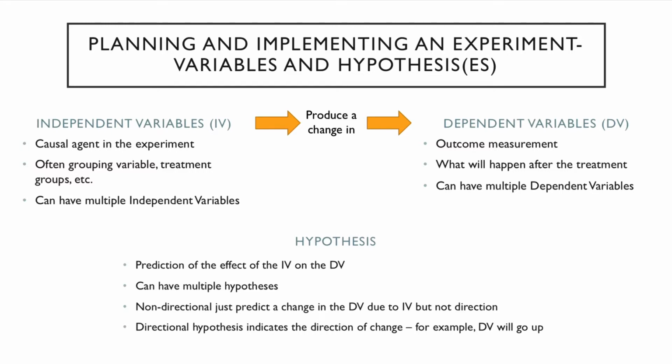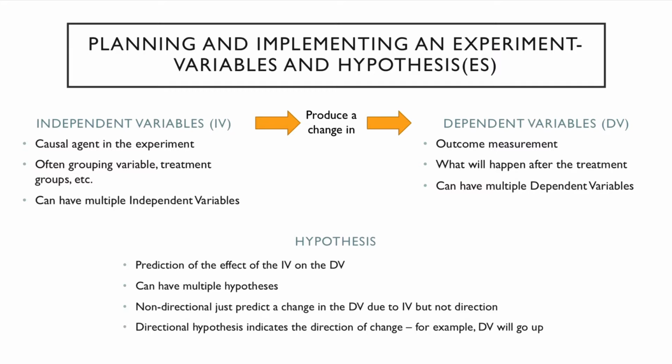So again, what is an independent variable? Typically, the independent variable is going to be the causal agent in the experiment. So we're looking at the effect of this, which is the independent variable, on that, which is the dependent variable. Often in studies, the independent variable is a grouping variable or a treatment group. So sometimes we're comparing men to women, or we're comparing high school athletes to college athletes. So the independent variable would be age group or gender. Most often, though, we see that the independent variable is a treatment group.